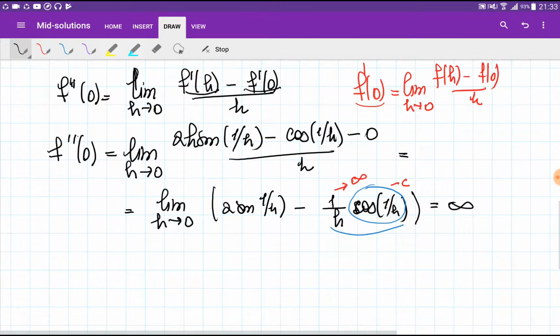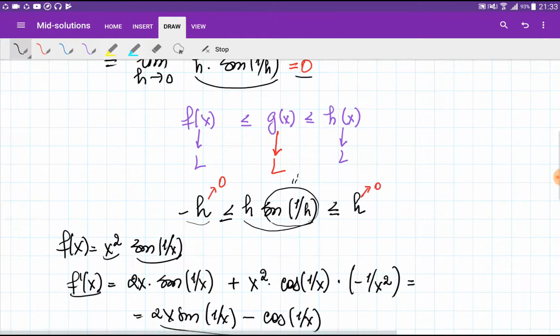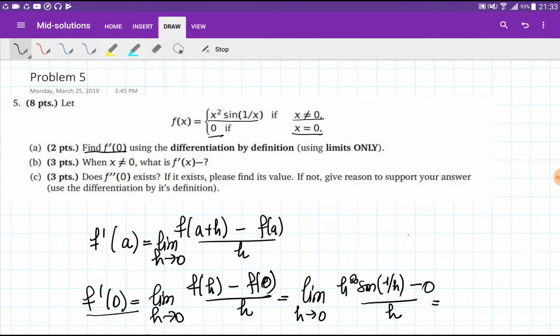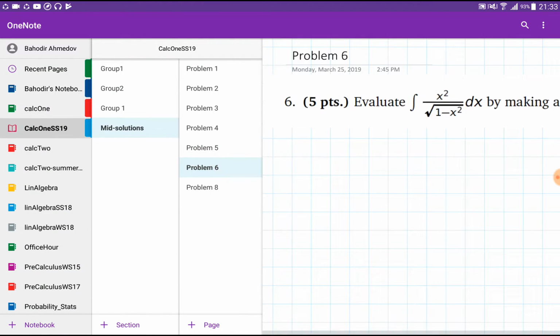So the conclusion is this function has the first derivative at the point 0, and this is equal to 0. And it doesn't have the second derivative at this point. Let's go to the next problem.